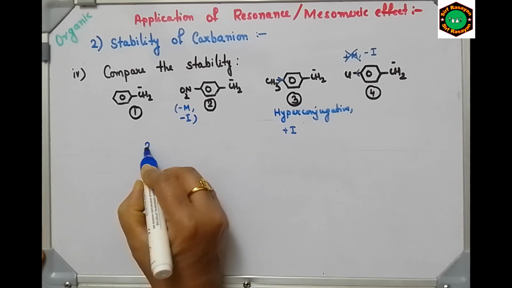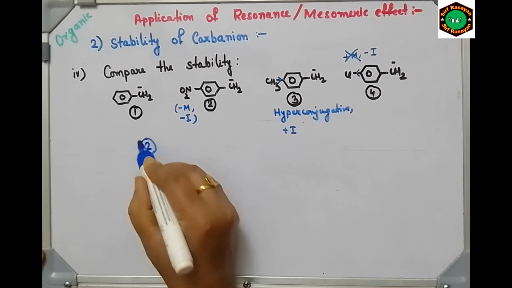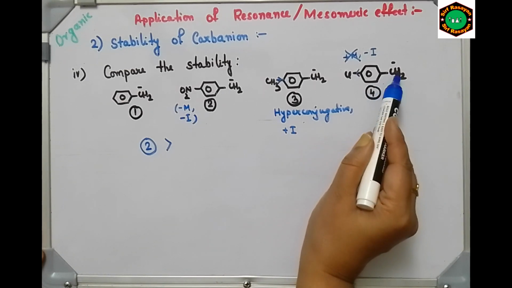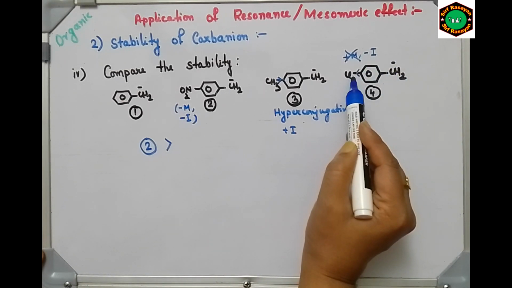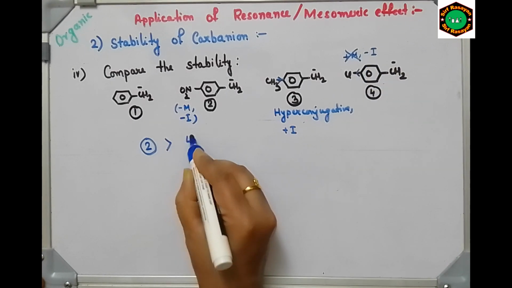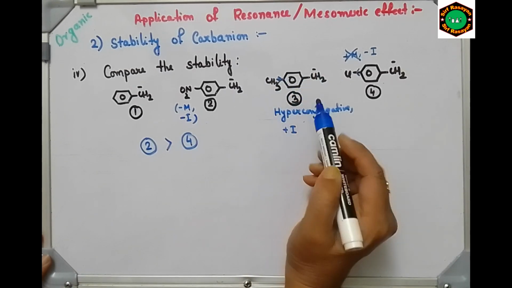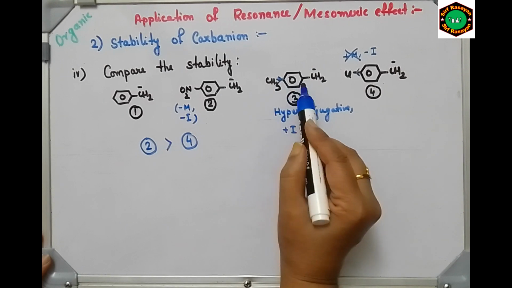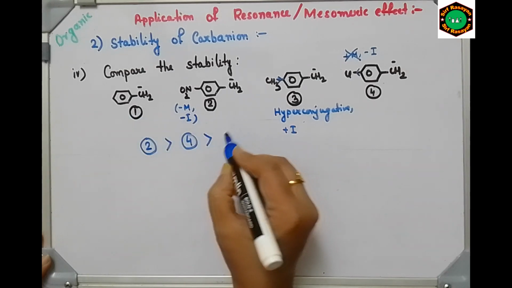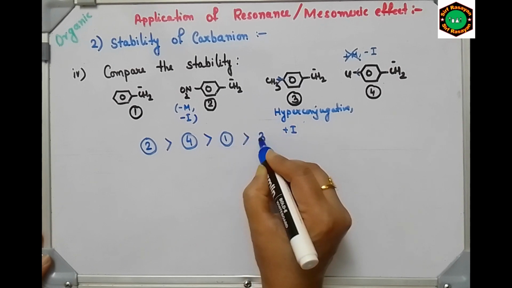So the most stabilized carbanion is number 2. After that, which one? This one, because Cl will abstract electron density due to the minus I effect. So next is this one. Then it is not stabilized, because the hyperconjugative and plus I effects make this carbanion unstable. So the next stability is this one, number 1, and this is unstable.